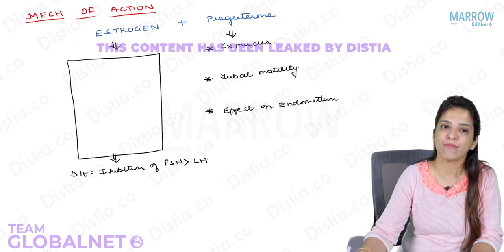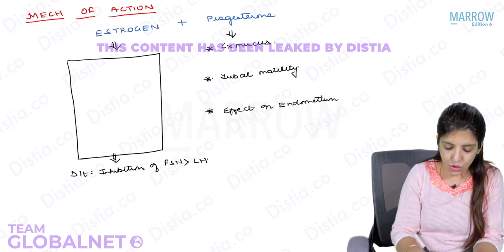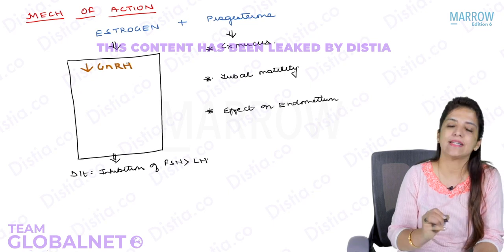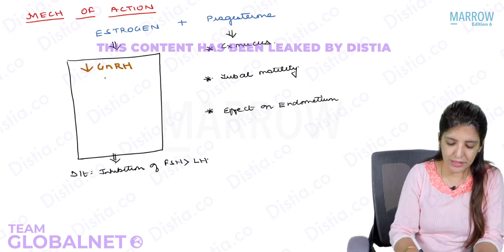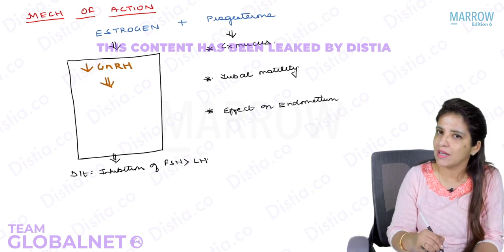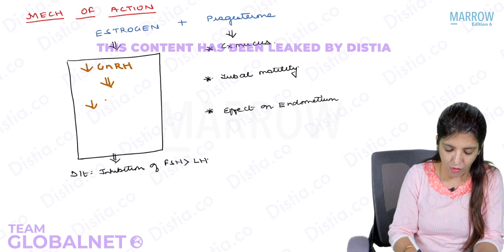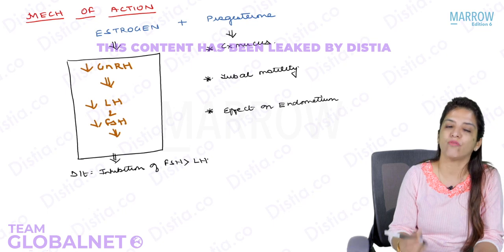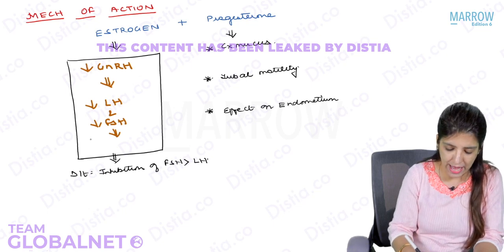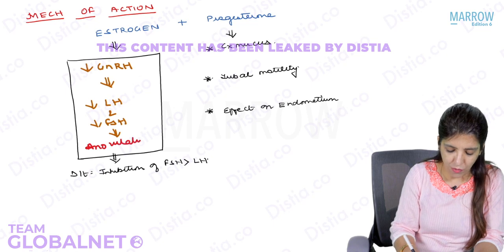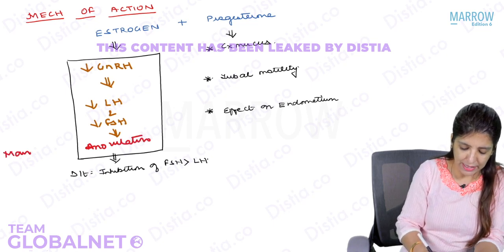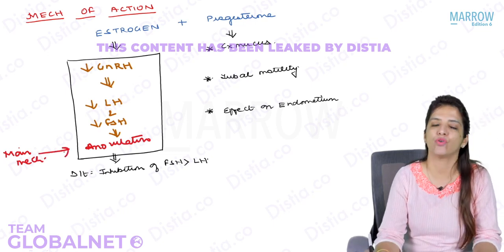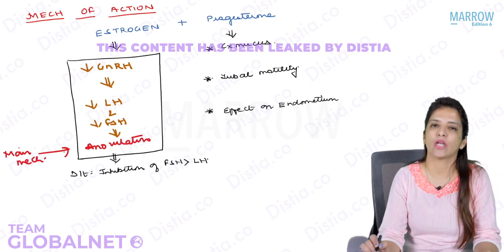Now, what is the mechanism of action of pills? Now, see, pills have got estrogen and progesterone. Estrogen, all of you know, has a negative feedback on GnRH. So because it has a negative feedback on GnRH, estrogen will decrease GnRH levels. Now, because the levels of GnRH would be decreased, the levels of LH and FSH will be decreased. And because levels of LH and FSH are decreased, there will be anovulation. So if someone asks you what is the main mechanism of action of oral combined pills, it brings about anovulation.